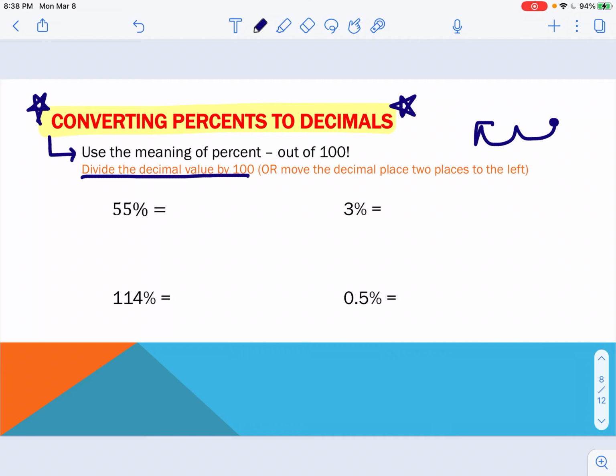All right, 55%. Well, the decimal point here is at the end, so I'm moving it 2 places to the left, and I get 0.55. And that's its decimal conversion. Go ahead and try these 3 examples, pause the video, and when you're ready, unpause the video.